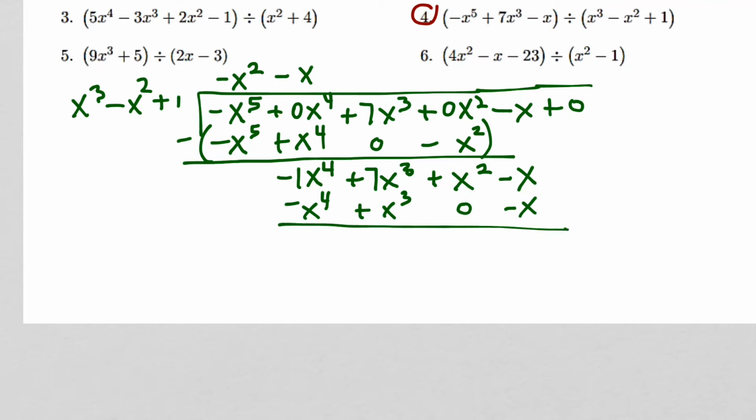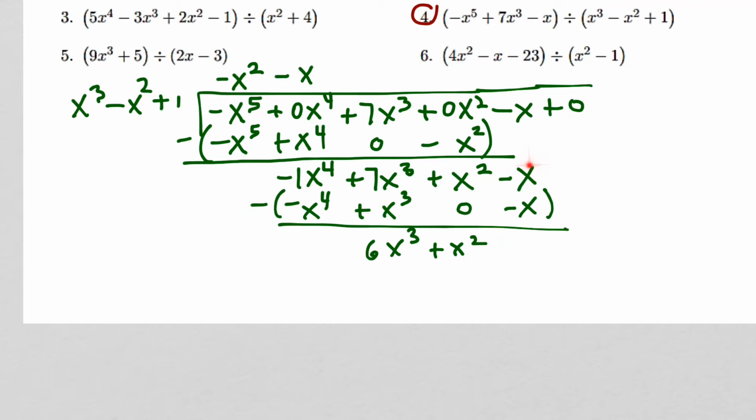All right, now we'll subtract. So, of course, in the first column we'll have a 0. So we have 7 minus 1 x cubed, so that's 6x cubed. And then x squared minus 0 is x squared.